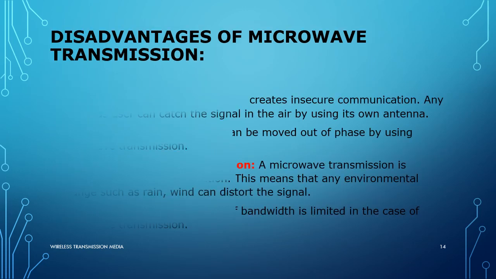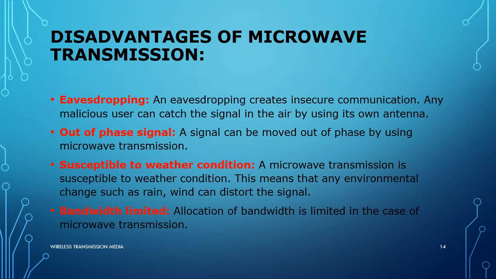Disadvantages are: it can create insecure communication if a malicious user catches the signal in the air using their own antenna. Out of phase signaling is another disadvantage; a signal can be moved out of phase by using microwave transmission. It is susceptible to weather conditions. This means any environmental change such as rain, wind, etc. can distort the signal. Bandwidth limitation is another disadvantage of microwave transmission.